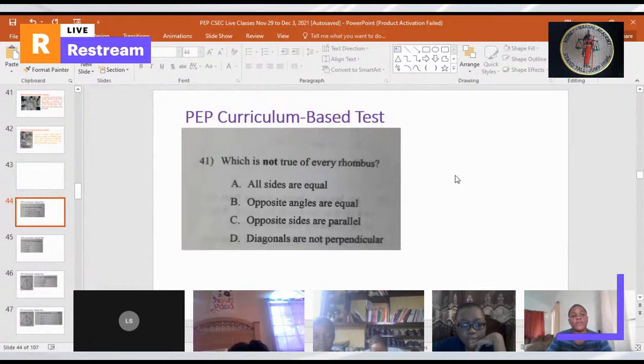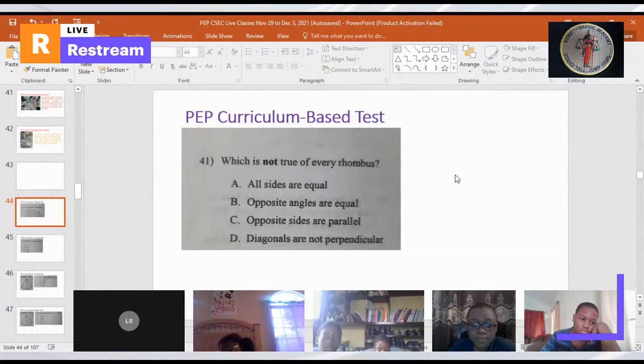In the rhombus, all sides are equal. Opposite angles are equal because each angle is equal. Opposite sides are parallel and diagonals are not perpendicular. So which one is not true? That would be D. Diagonals are perpendicular. A rhombus is like a square, and square sides are equal, but it's twisted. Yes, miss.